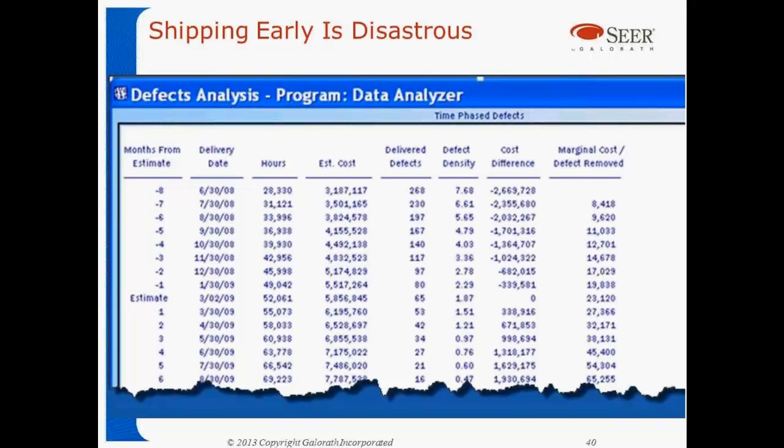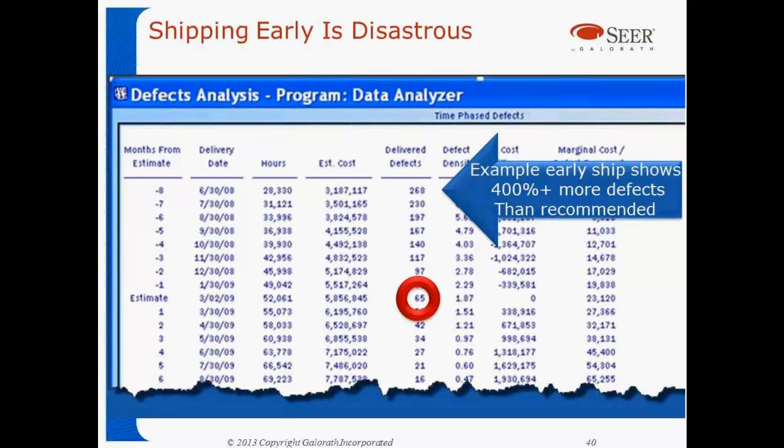Here we can see a chart that shows what happens defect-wise if you ship early versus later. If you ship in this little project at the time that was estimated to be good enough, you'd see about 65 delivered defects. It's virtually impossible to reduce defects to zero. Well, let's see what happens. What if you ship early?